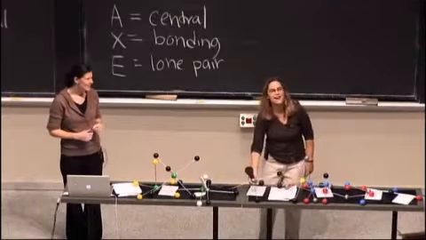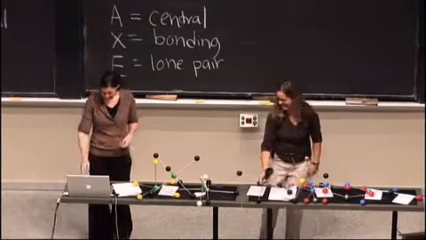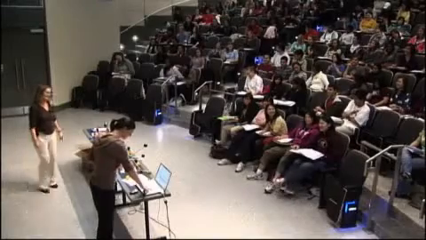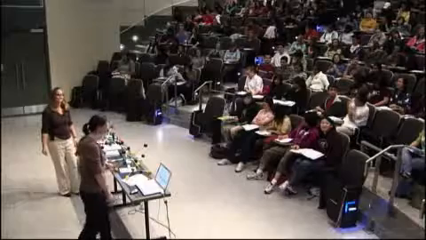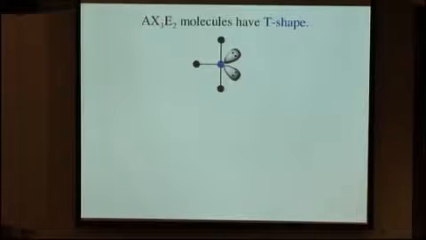Now you should never forget it. All right, so we've got seesaw. Just to point out a few more shapes, we took one bond out and replaced it with a lone pair in terms of seesaw. If we have AX3E2, now we have two equatorial lone pairs. This is called the T-shape, T-shaped.